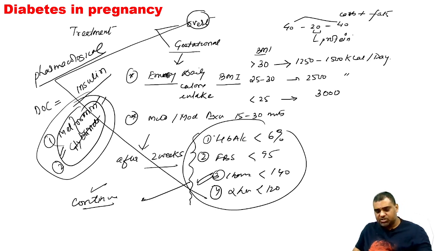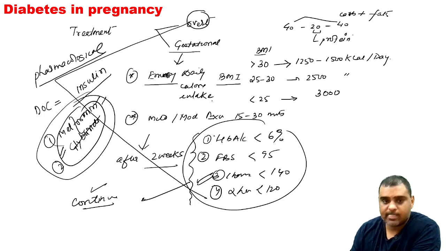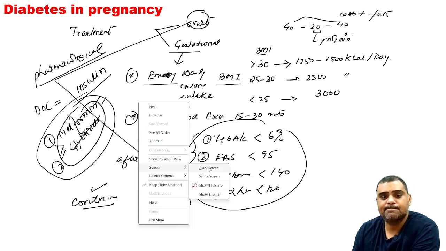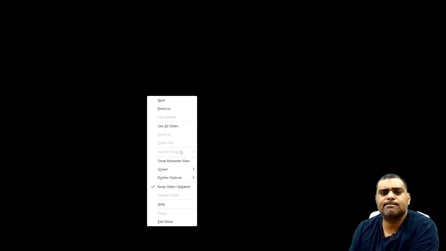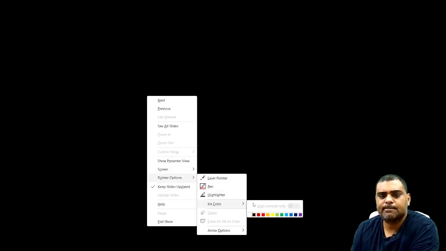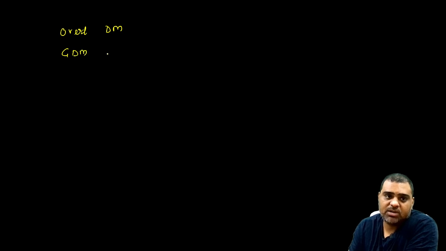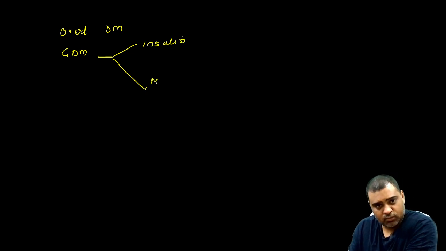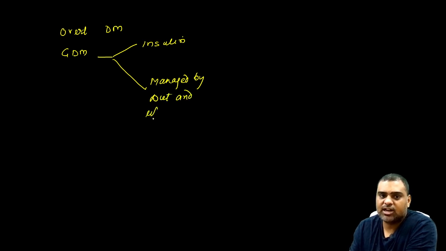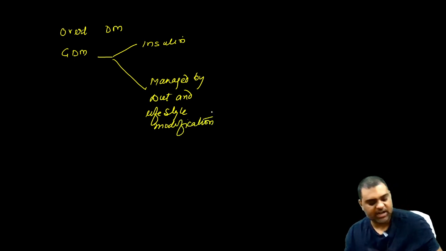Now, what is the best timing for delivery? So please remember, you have to divide. First is overt diabetes mellitus. Second is gestational diabetes mellitus. Now you have two kinds of gestational diabetes mellitus. One who were on insulin, and second who were managed by diet and lifestyle modification.